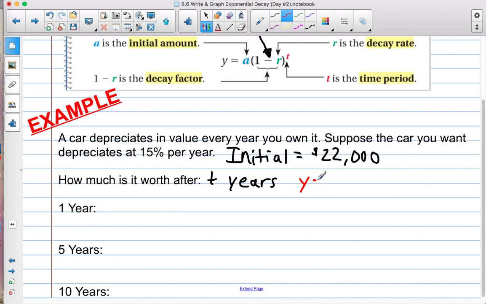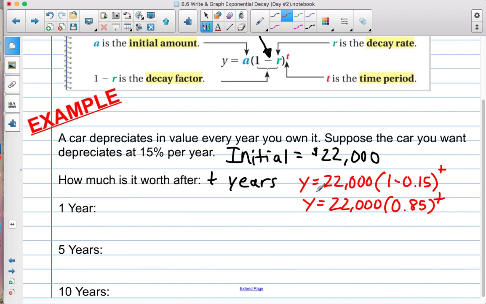It's going to be y equals, my initial value is 22,000. And then it's 100% of its value at the start, but it's losing, so I need to put subtract. It's losing 15%. 15% as a decimal is 0.15, and it's doing that for t years. And I'm going to change t. Maybe it's 1 year, 5 years, or 10 years later. I'm going to simplify this just one more time. I get 22,000 is its initial value, 1 minus 0.15 is 0.85 to the t.